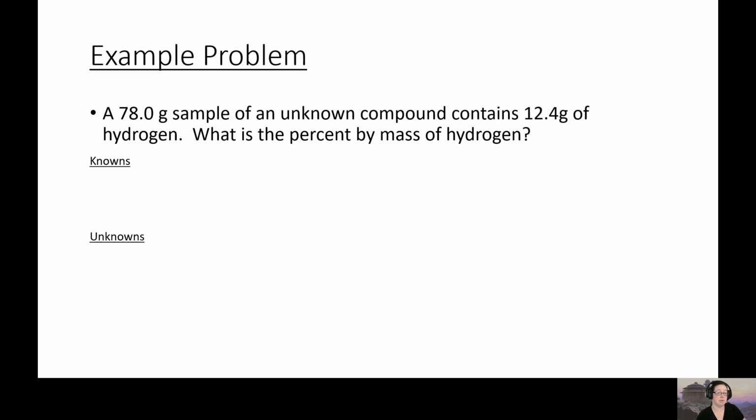A 78.0 gram sample of an unknown compound contains 12.4 grams of hydrogen. What is the percent by mass of that hydrogen? So our knowns are 78.0 grams of some compound and 12.4 grams hydrogen. Our unknown is the percent by mass of hydrogen.